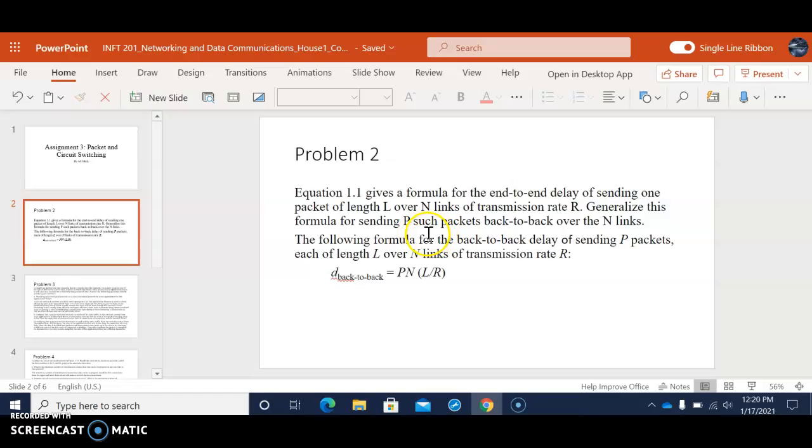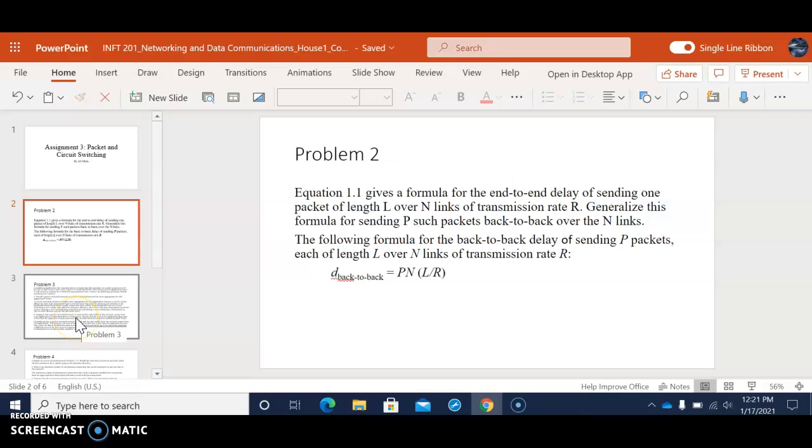So usually an equation would be like end-to-end delay, so here it would be D end-to-end. However, they're asking us to generate a formula for sending P such packets back to back over the N links. Back to back means how many times you can send the packet over the links. So the formula for the back-to-back delay of sending P packets, each of length L, over N links of transmission rate R, would be D back-to-back equals (P + N - 1) times (L over R).